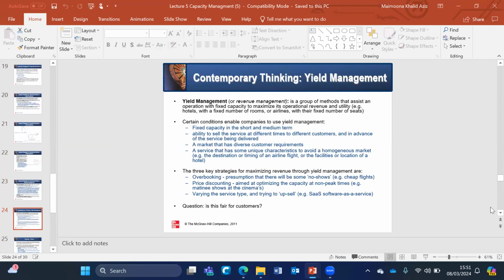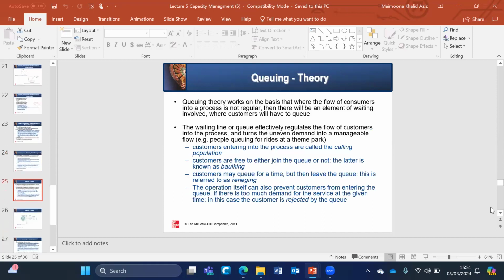Now, the next one is we need to talk about yield management. Yield management is a group of methods that assist an operation with fixed capacity to manage its operational revenue and utility. So that means a hotel has a fixed number of rooms. So what is the best way for them to manage this and to maximize the money that they can earn from it?